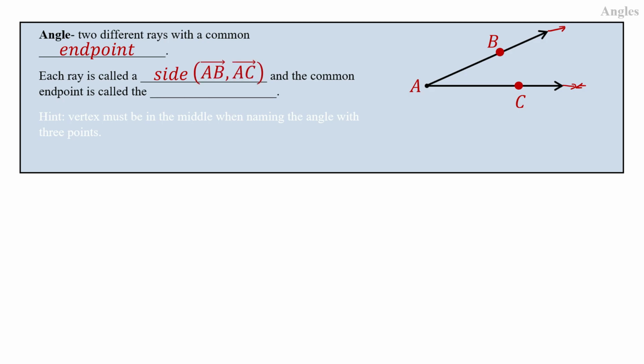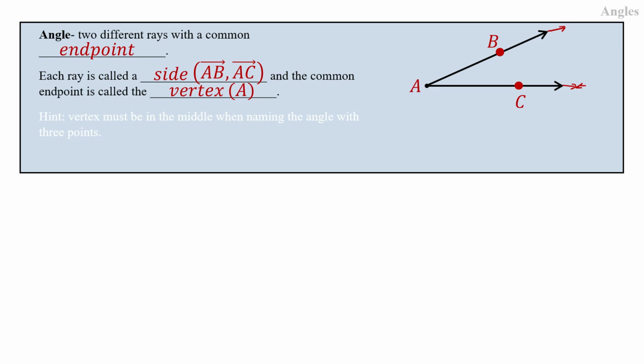So on your notes, go ahead and make a note that there are two sides, and in this case, it would be ray AB and ray AC. And then that common endpoint is going to be called the vertex. In this case, that common endpoint is A, so we can call that vertex A. All right, and then let's talk about naming angles.